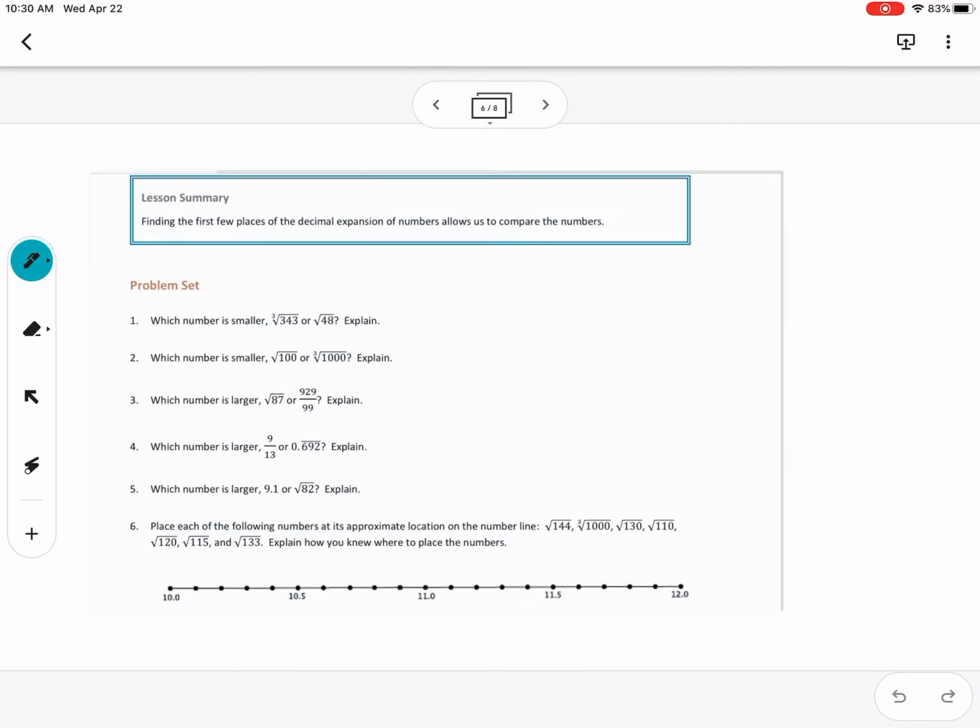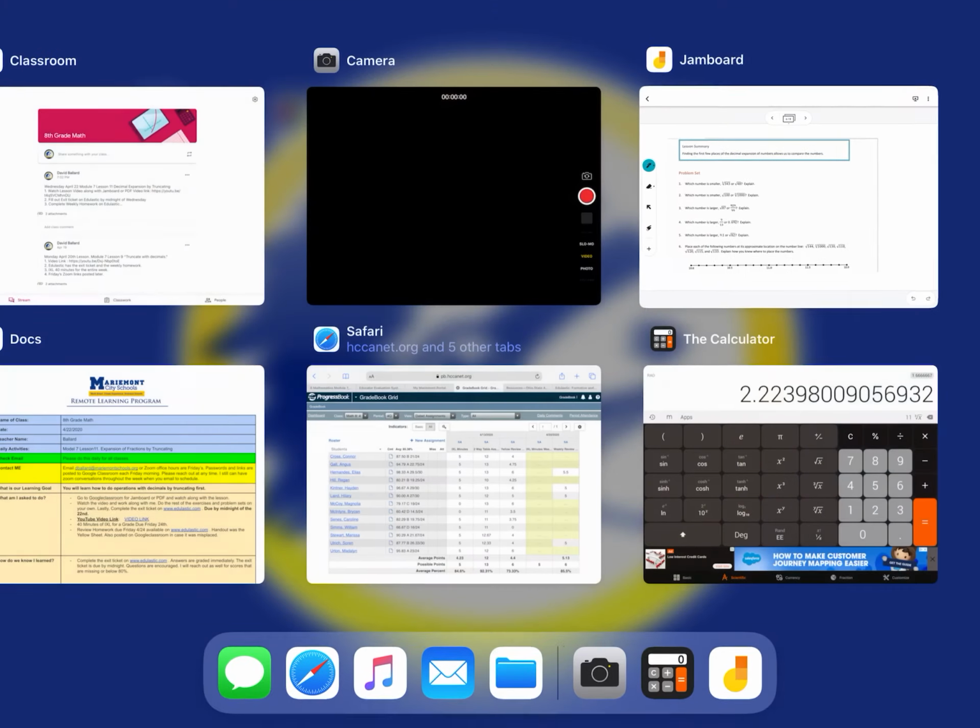From here, this problem set is fantastic to do, to really make sure you understand it. Answer keys on the next page. It's just these 6 questions. Let me come back here.